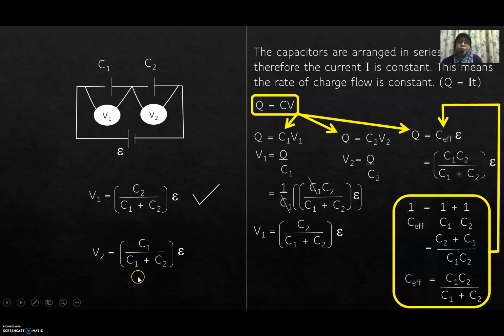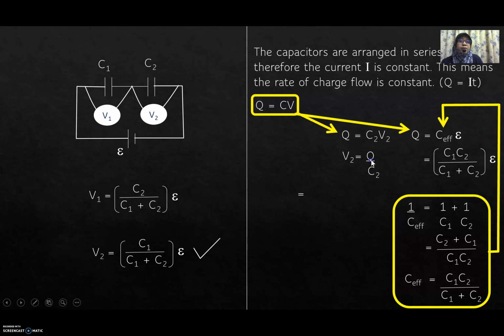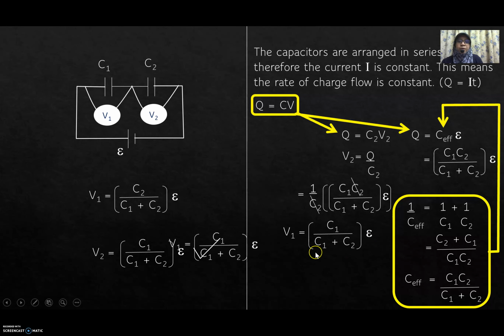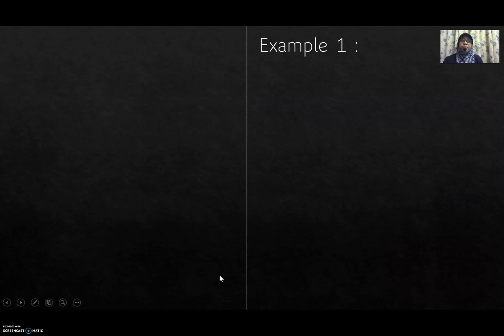Next, we try V2 with the same method. We substitute Q, 1 per C2. Factor out, and substitute this Q into here, and then we cancel out C2. We use the same Q, substituted here because Q is constant. Remember again, Q is constant. So C2 cancels out, and the equation becomes V2 equals C1 per C1 plus C2 times the EMF. So for V2, it is proven. There is a correction here: this is supposed to be V2. Now we have the equation proven. Next we do an example.